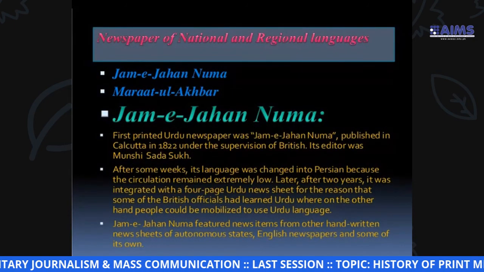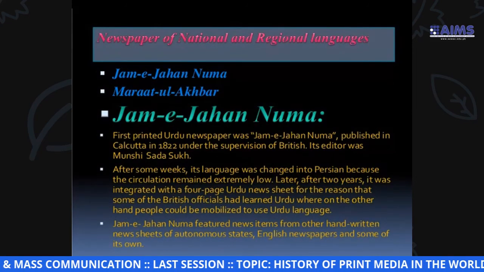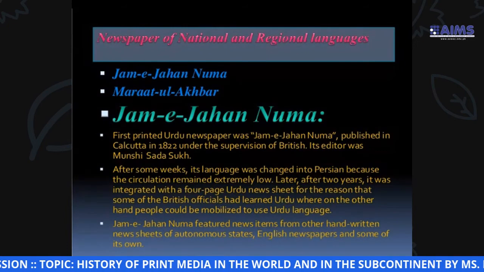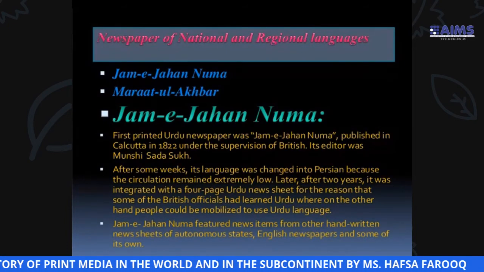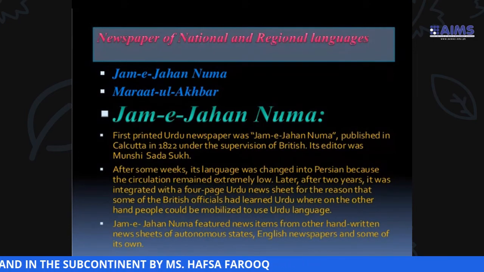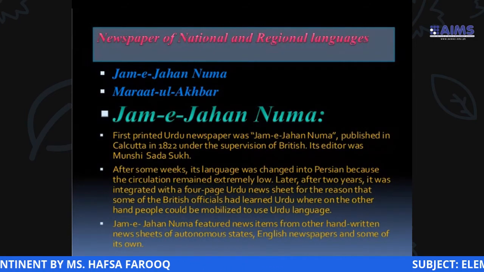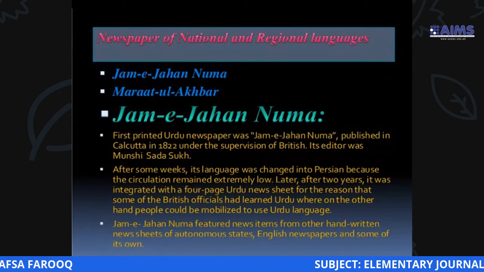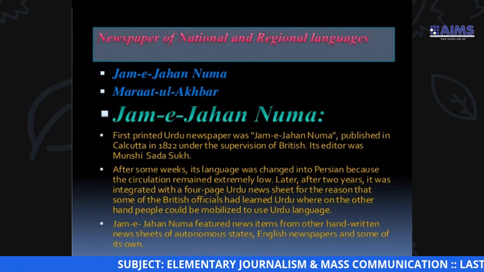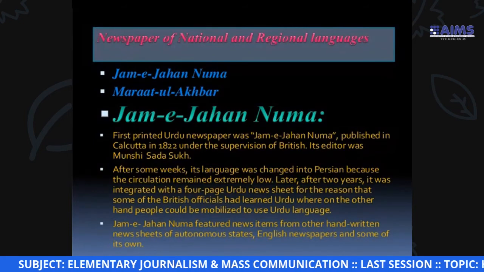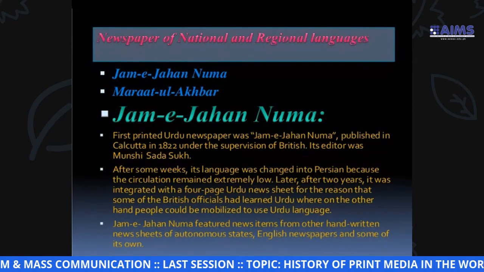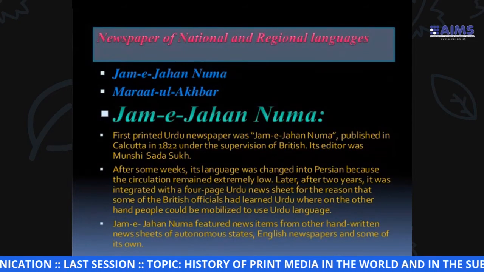Newspaper of national and regional languages. Jami Jahanuma. The first printed Urdu newspaper was Jami Jahanuma, published in Kolkata in 1822 under the supervision of British. Its editor was Munshi Sada Sukh. After some weeks, its language was changed into Persian because the circulation remained extremely low.